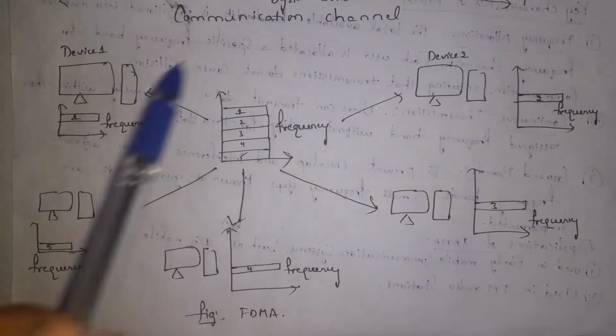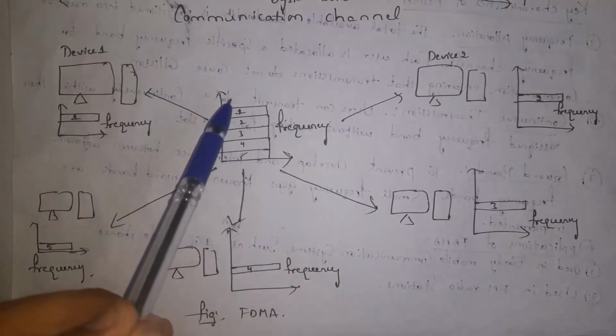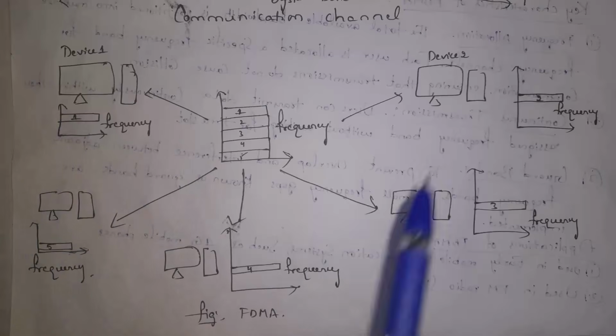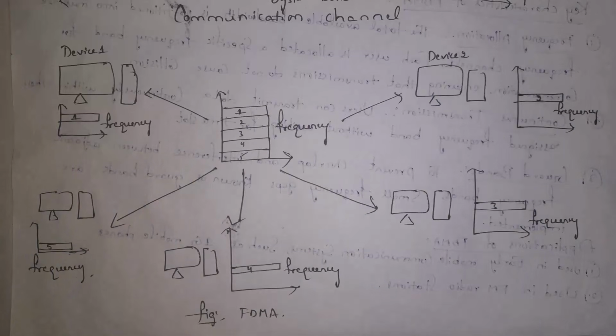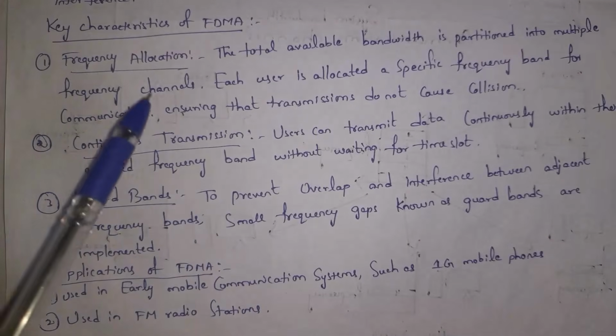For example, this is the entire frequency that the communication channel will support. This entire frequency is divided into smaller channels. Each user will get one frequency. As each device will get one frequency, by using that frequency, the device can communicate. These are the characteristics of frequency division multiple access.